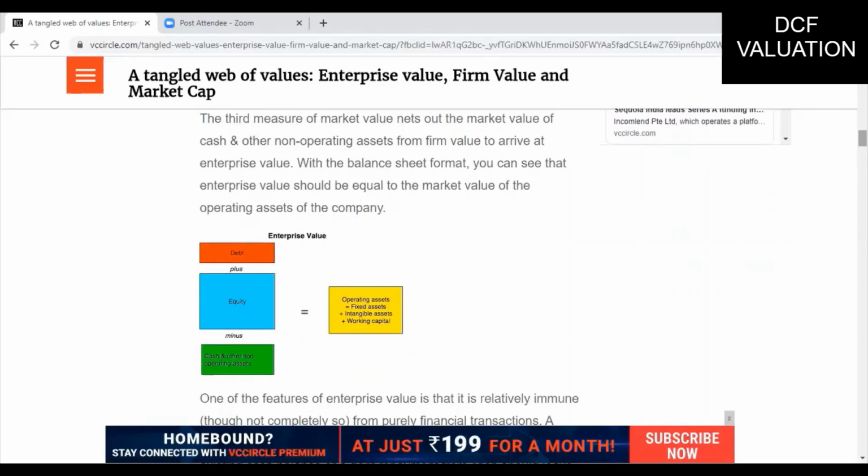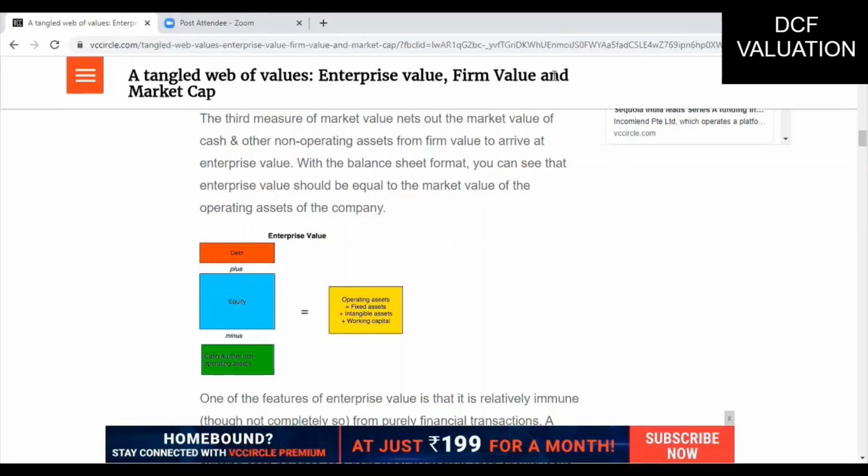But how about enterprise value? Enterprise value here is debt plus equity, or firm value, minus cash and other non-operating assets. So enterprise value then is the market value of operating assets. It's the market value of the operating assets, which include fixed assets, intangibles, plus working capital.